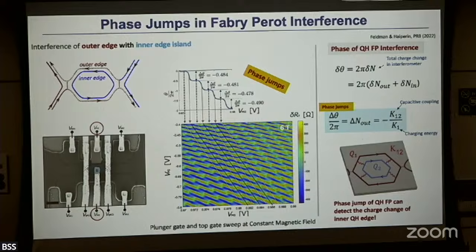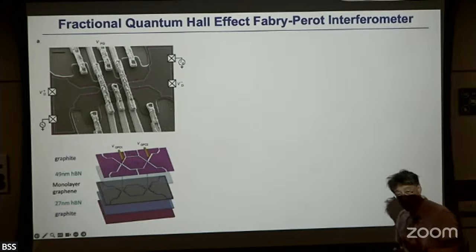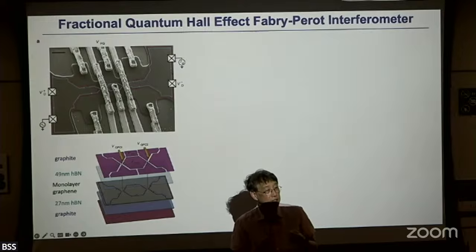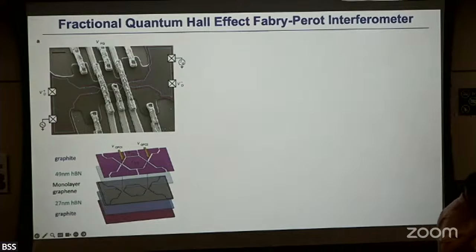Okay, good, yeah. So the point I'm trying to make is that if you have the right interferometry here, then you start to see these phase slips. And indeed, put into the right geometry, this phase slip contains information about the occupation of the quasi-particles inside. Now, let's try to repeat these experiments in the fractions. That's basically what we are doing.